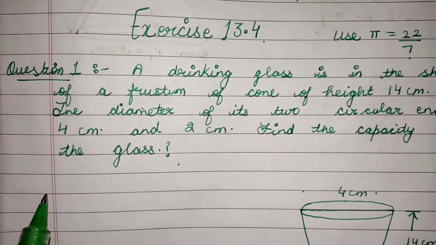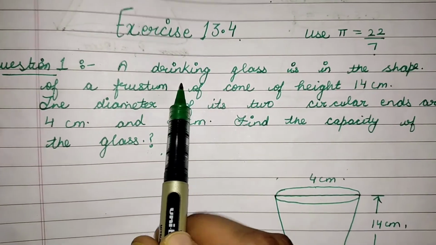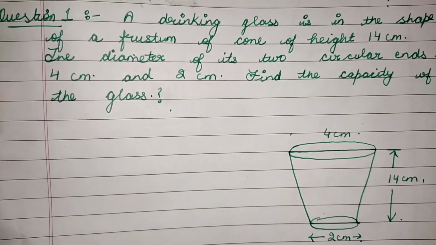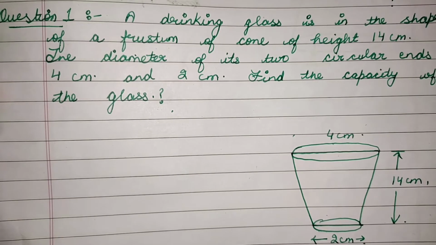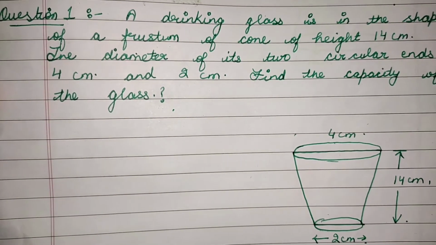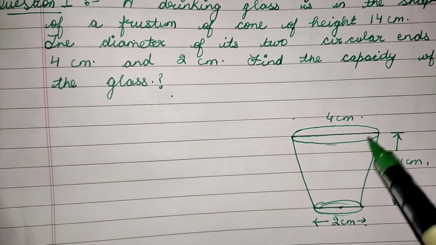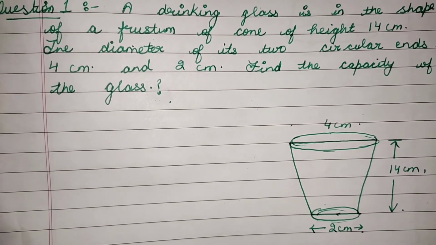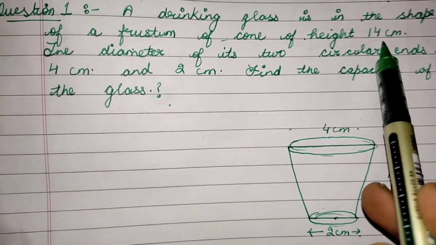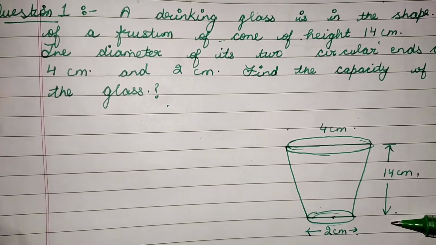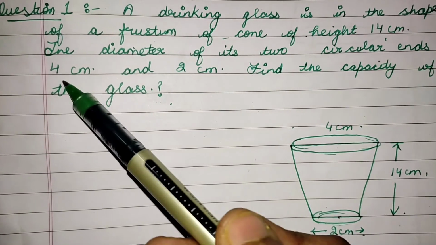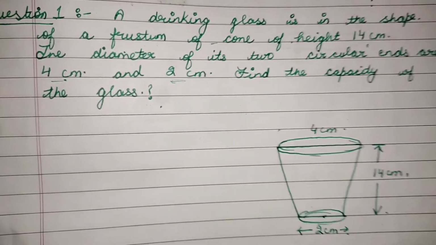So let's start solving the very first question, which says that a drinking glass is in the shape of a frustum. So you can see the glass in which we drink water in our house. That glass is in the shape of a frustum, because the bottom part is also a circular part and the upper part is also a circular part, right? And it is given to us that the height of this frustum is equal to 14 centimeter. Then the diameter of the two circular ends are 4 centimeter and 2 centimeter.